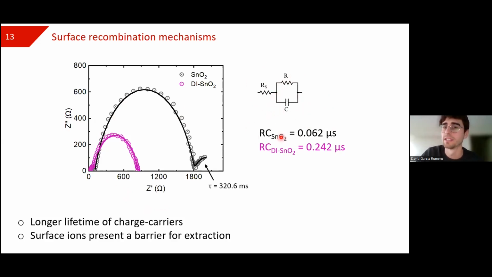So this RC is directly correlated to the lifetime of the injected carriers, in this case, of the system. And we can see that in the DI washed, so this one in purple, these carriers live longer. This makes sense because we are reducing surface recombination. Something else that we are observing is this secondary peak, secondary relaxation time at a very elevated time constant. And this, again, we ascribe to the fact that these electrons have a barrier for extraction, and therefore they become slower at the interface.